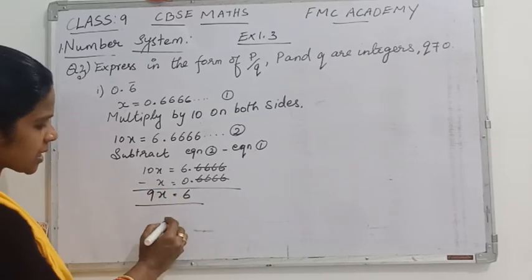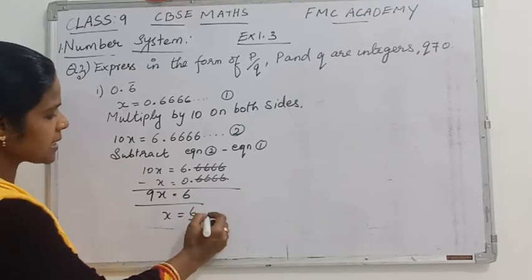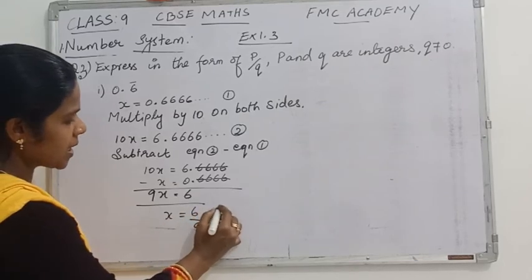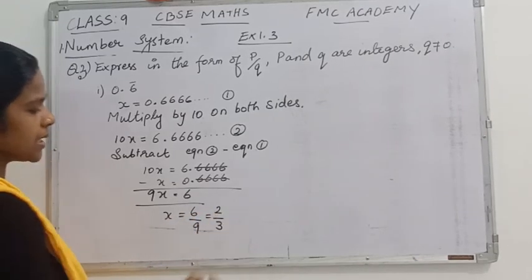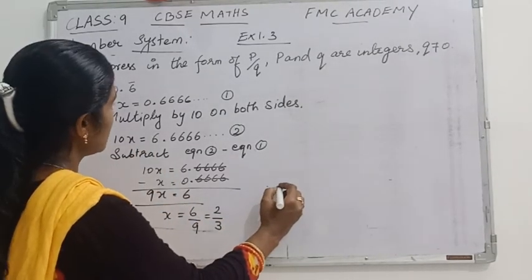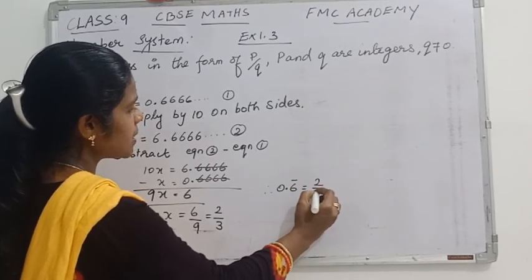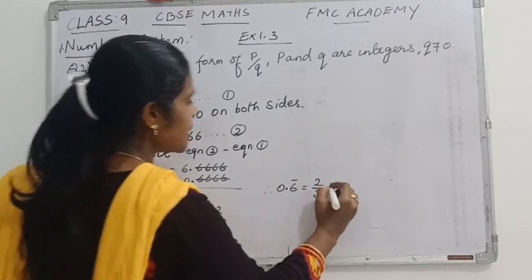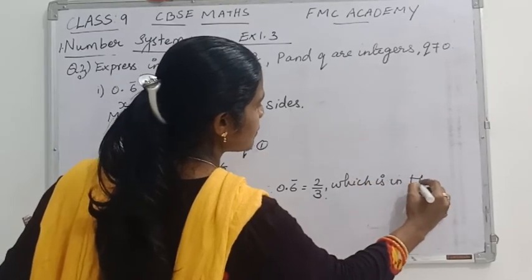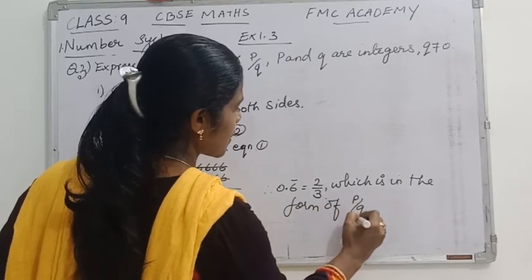So let's find the value of x now. x is equal to 6 by 9. You can simplify this, using the 3 table: 2 3s are 6 and 3 3s are 9. So the answer is 2 by 3. Finally, how will you write the answer? Therefore 0.6 bar is equal to 2 by 3, which is in the form of P by Q. Yes, that's it.